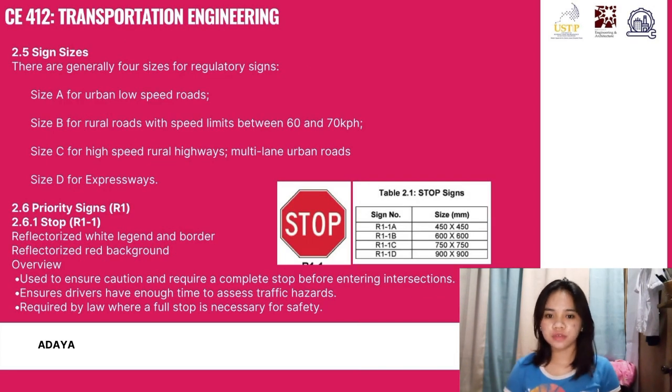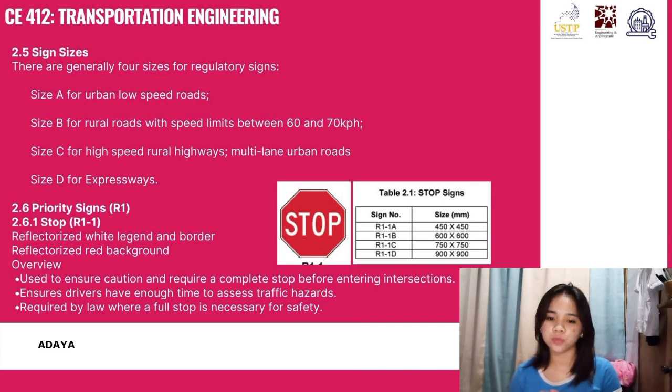In 2.5, the sign sizes. So there are generally four sizes for regulatory signs. First is size A for urban low-speed roads, size B for rural roads with speed limits between 60 and 70 km per hour, size C for high-speed rural highways or multi-lane urban roads, and then size D for expressways. And then in 2.6, we have the priority signs or the R1.